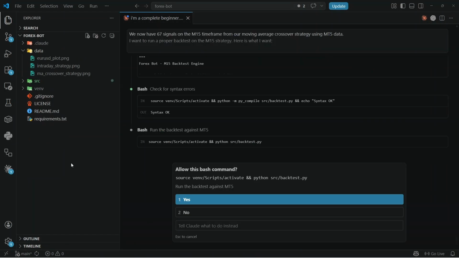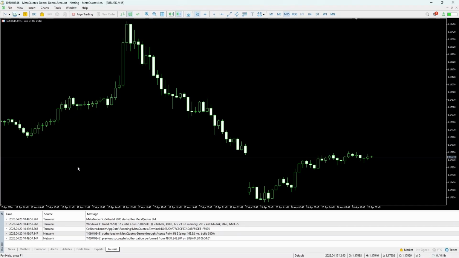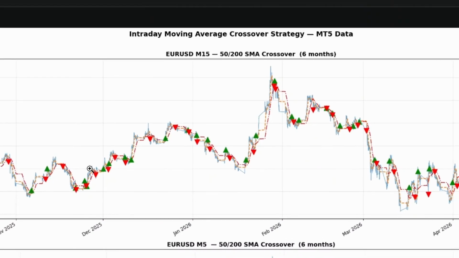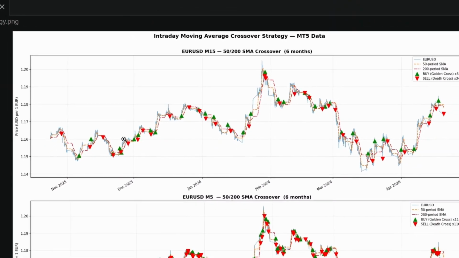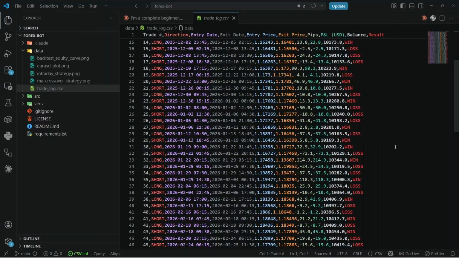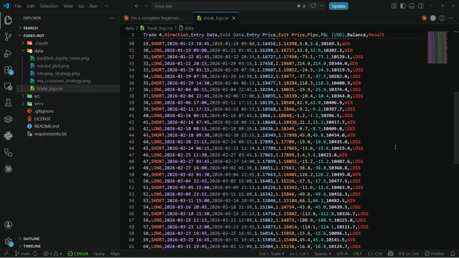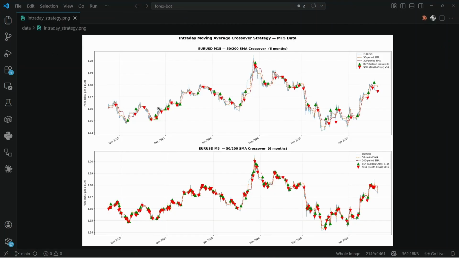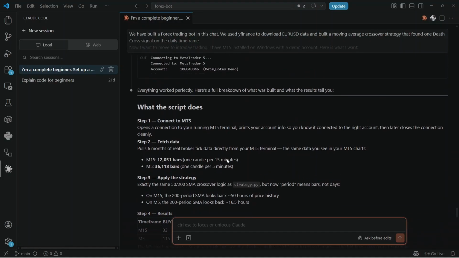Here's what happened. Last episode, we connected our bot to MT5, pulled 6 months of real EURUSD data on the 15 minutes time frame, and ran our moving average crossover strategy on it. We got 67 signals, clean chart, real broker data straight from the terminal. But signals on a chart are just arrows. They don't tell you anything about money.